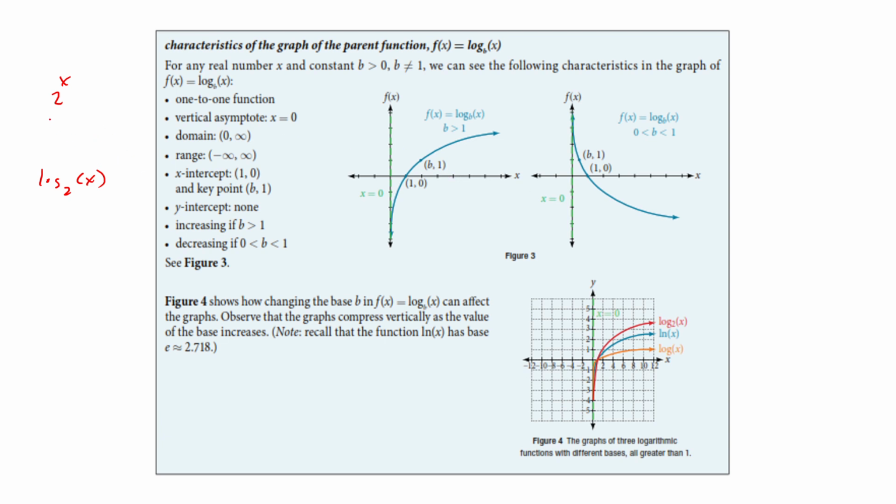I don't have a ton of space here, but remember what we would do for our key points on an exponential. If you put in 0, you always get out 1, because 2 to the 0 is 1. And you could always put in 1 for x, and you're always going to get b. Now, I could graph this function. I could graph the exponential at (0, 1) and (1, 2).